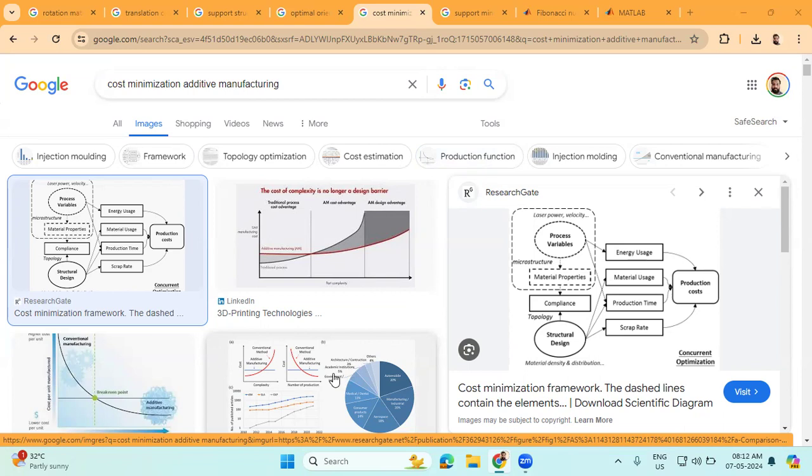Then another model is called a support minimization model. What is support minimization? As I already mentioned, we are using support structures for supporting our part. The support structure is not connected with the part, so we will remove the support structure during the post-processing operation. That means it's completely waste. So we have to restrict the use of support structure to a minimum. The support minimization model deals with that.